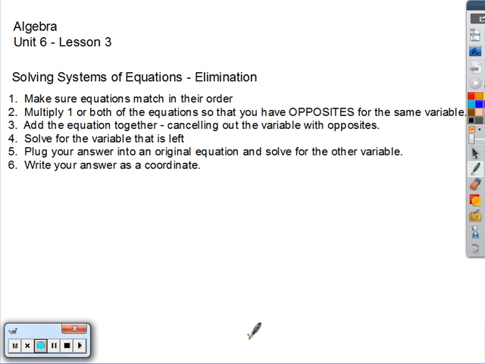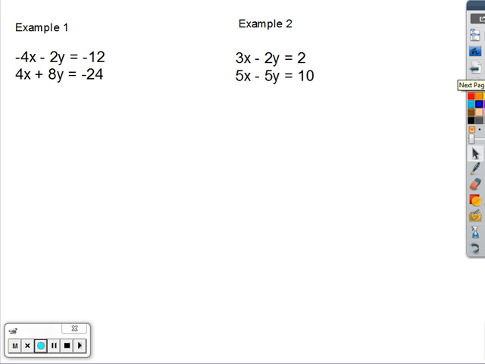Solving systems with elimination, again, another strategy. It has its benefits, it has its downsides. We're going to take a look at a couple examples here. This is what you're looking for. These are the steps. You should write these down, and this is what you're sort of referring to as we do the example problems.